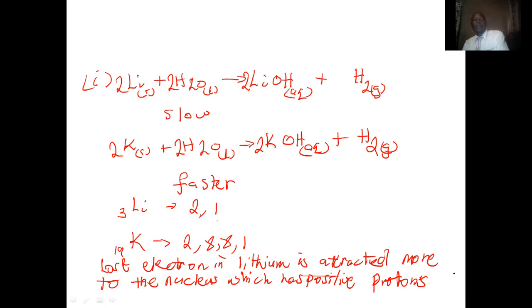Than that of potassium, which is further away because it has four shells. So it is easier to lose the electron which is very far from the nucleus than the one which is nearer to the nucleus. And therefore, the reaction for potassium would be faster than the reaction for lithium with water.